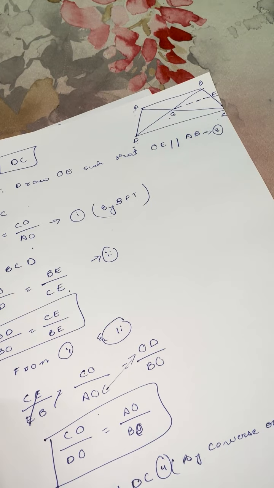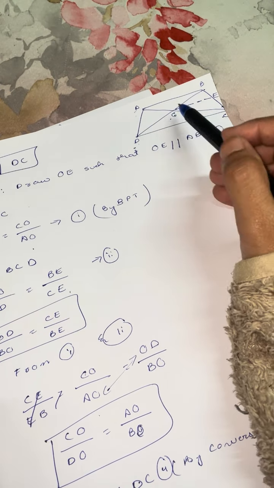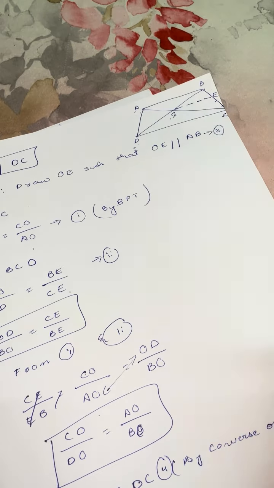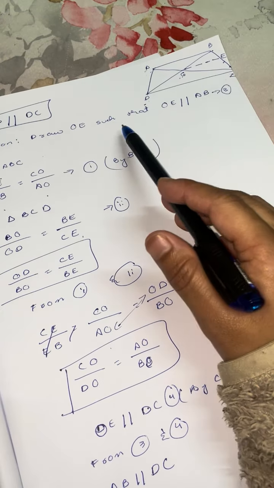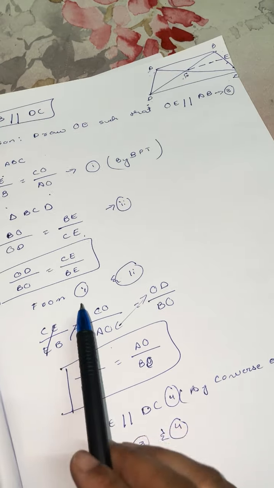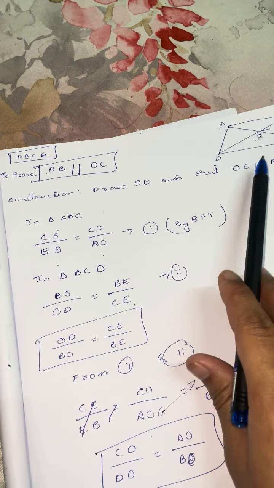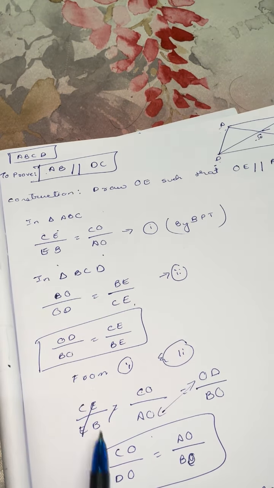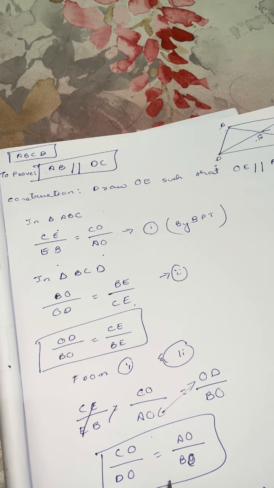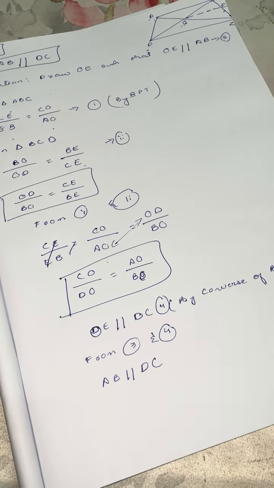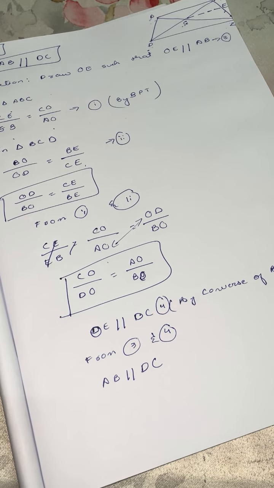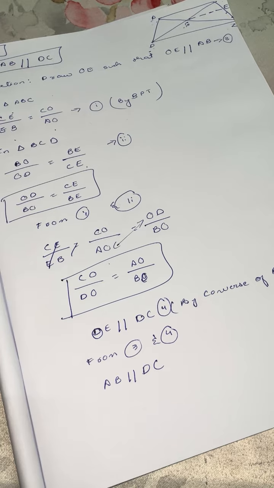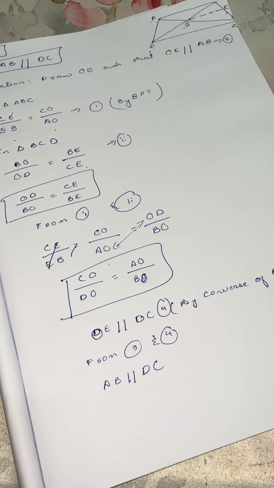So let me just explain you once again. OE is parallel to AB, and I didn't say OE parallel to DC. In triangle ABC and in triangle BCD, they are parallel. If they are parallel, by the converse of BPT, we can say they are parallel.